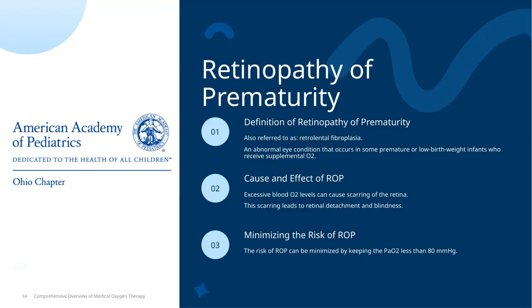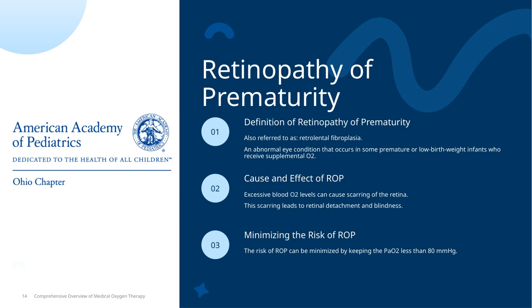Let's take a closer look at retinopathy of prematurity, or ROP. This is a condition that affects some premature or low birth weight infants who receive supplemental oxygen. It's also known as retrolental fibroplasia, which gives you an idea of how it can impact the eye. The key thing to remember is that ROP is related to the levels of oxygen in the blood. Specifically, if the oxygen levels are too high, they can cause damage to the retina. Excessive blood oxygen levels can lead to scarring of the retina, and this scarring can ultimately cause the retina to detach. As a result, if left unchecked, ROP can lead to blindness.